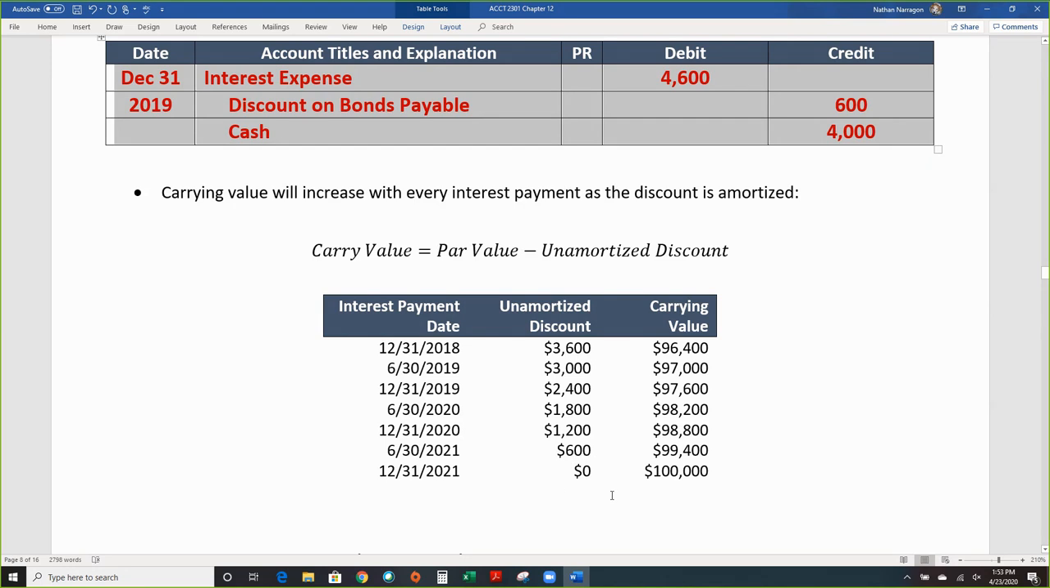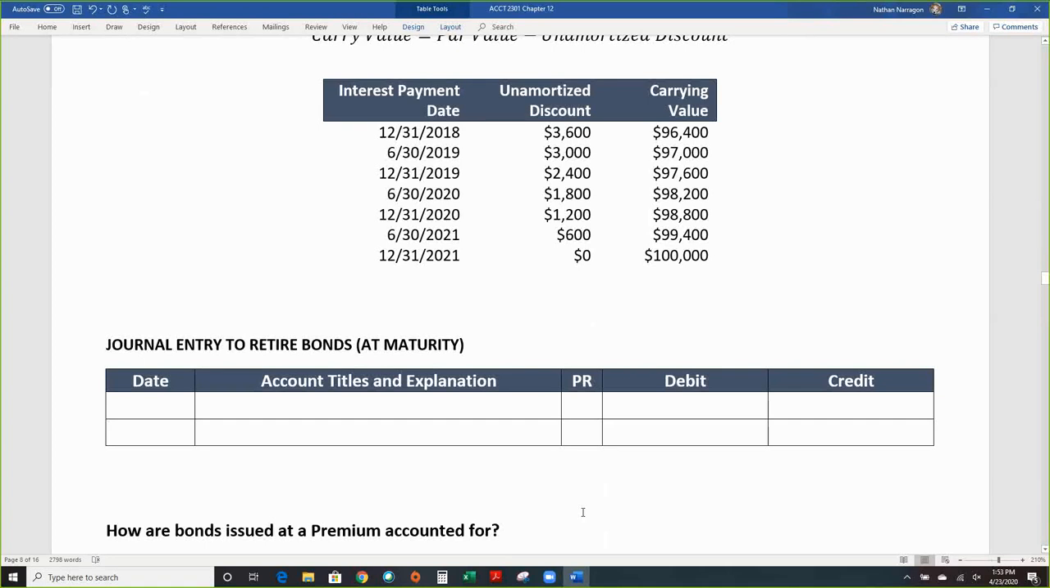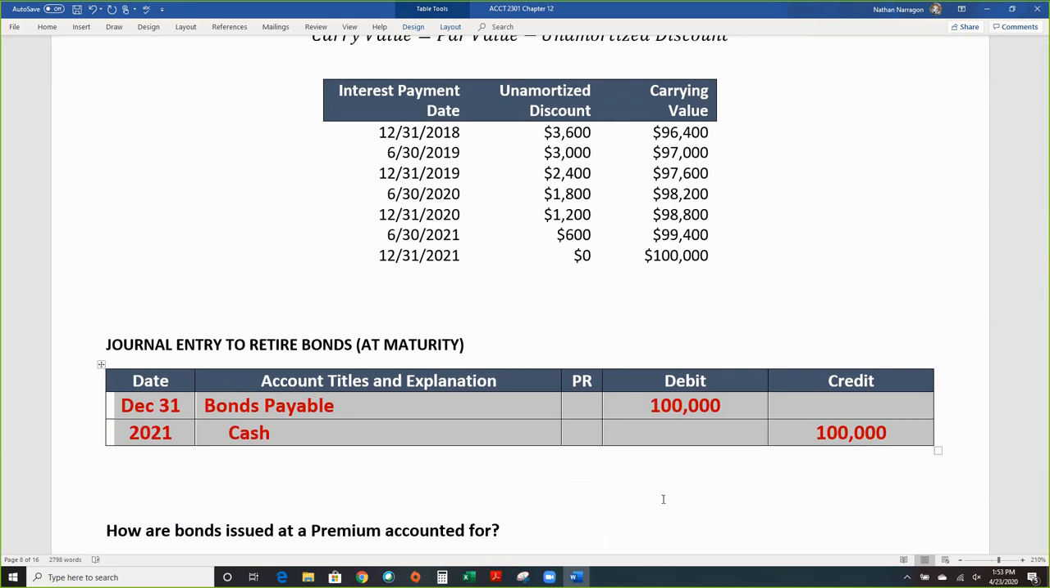At the same time, the carrying value, since we're subtracting, will slowly rise, because our goal is to get the carrying value on the books to match our par value. So this is why we amortize it out. Basically, this account shouldn't exist. But it does, and it slowly goes away. So again, our goal is to get 100K. At maturity, it is only going to be bonds payable of 100K in cash. Same thing as par. At maturity, it should only be the face value left.